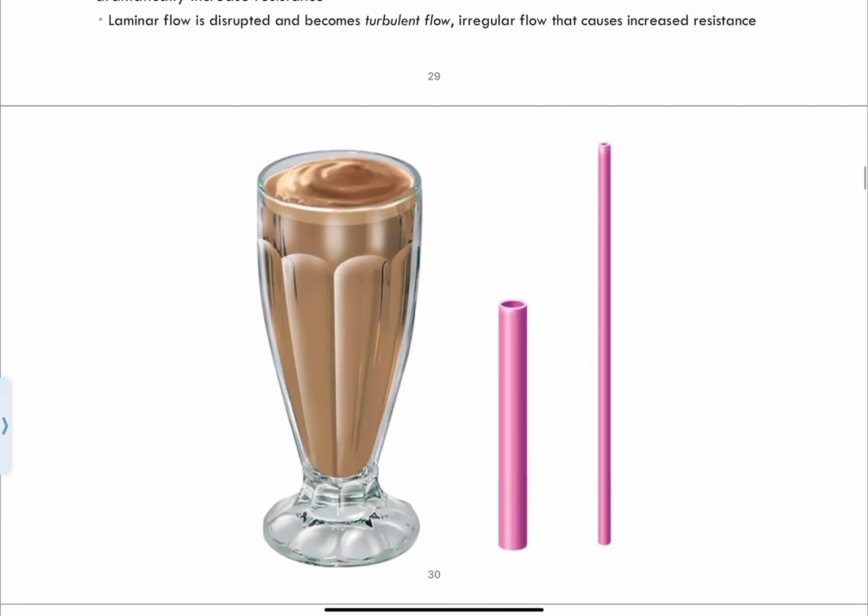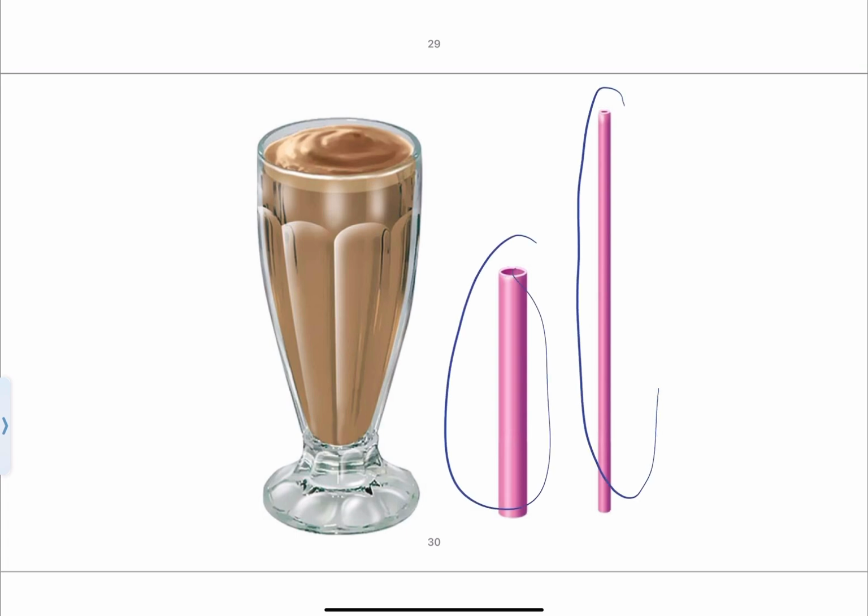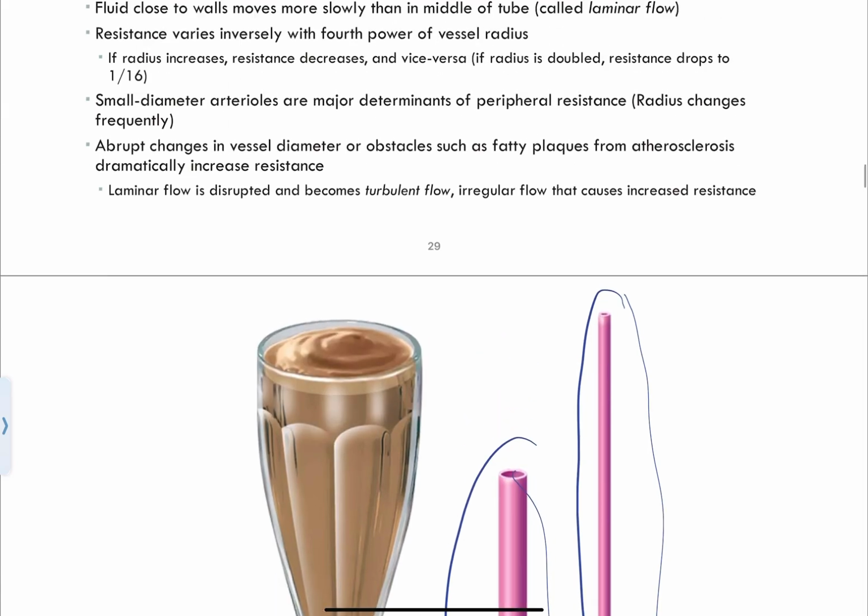So a good analogy that your textbook uses is a straw. If we're trying to drink something that has a little bit of viscosity, so something like a milkshake, it's not water, would you get the most milkshake in your mouth with the shorter or wider straw, or the longer and skinnier straw? You'd be able to get more through the thicker and wider straw. So the larger diameter would increase this.